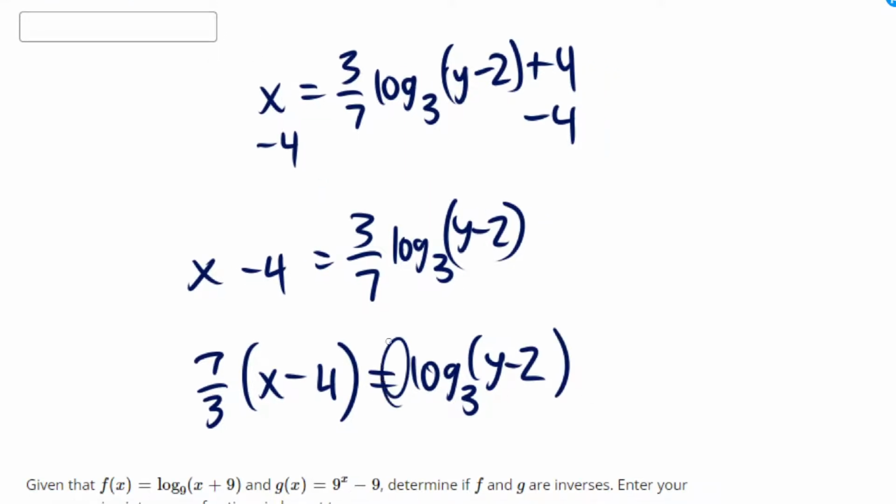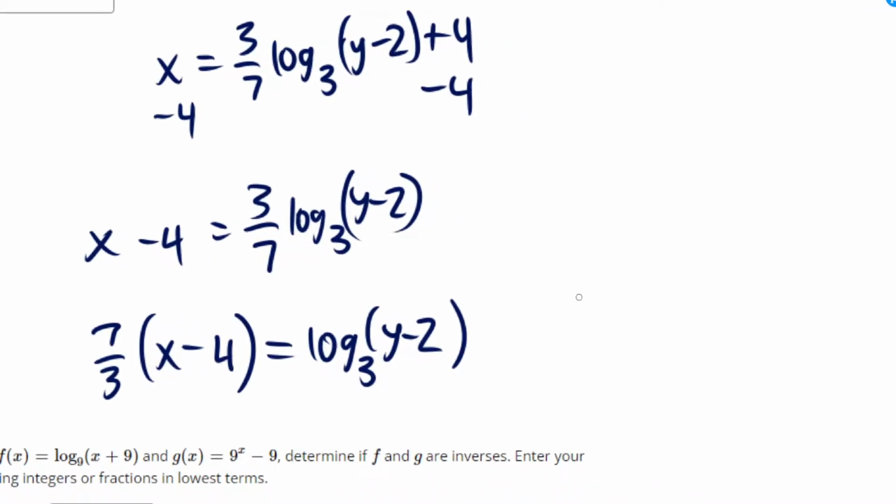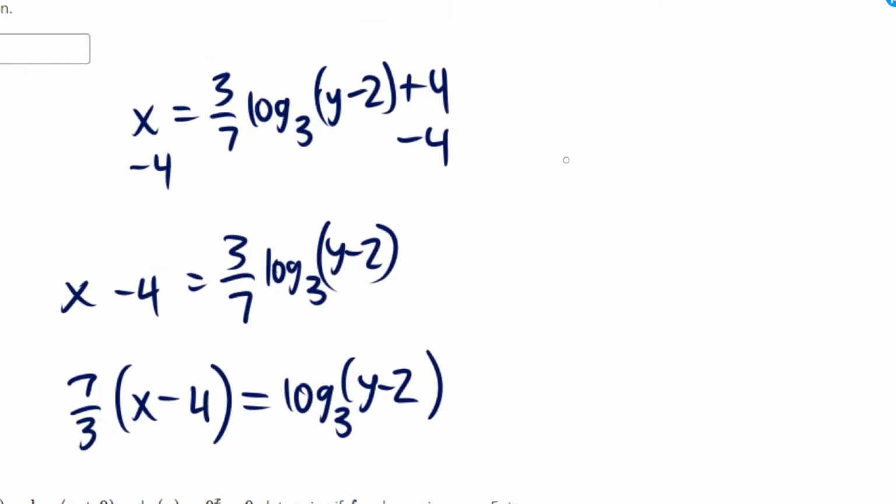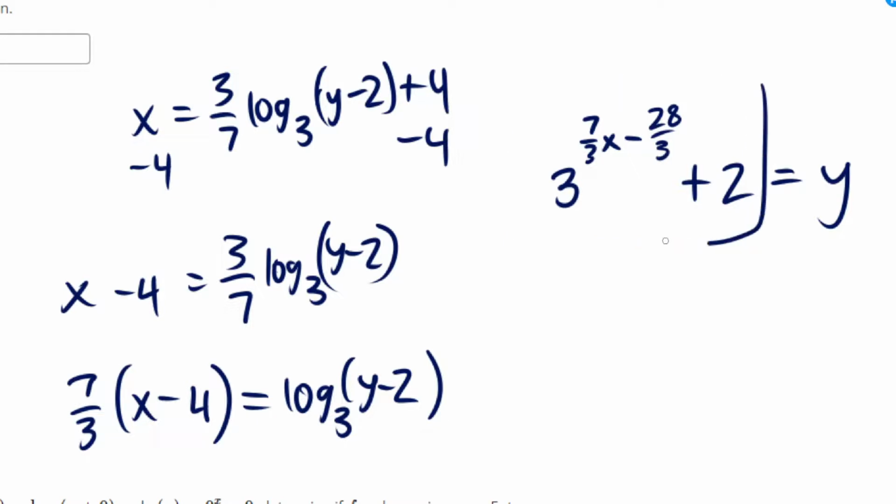Now that there's no multiplication or division or addition and subtraction, we can convert back into exponential form, which gives us base 3, because this is the base here, to the 7/3 x minus 28 over 3 equals y minus 2. We can add 2 to both sides, so we get plus 2 equals y. And this is our new equation.